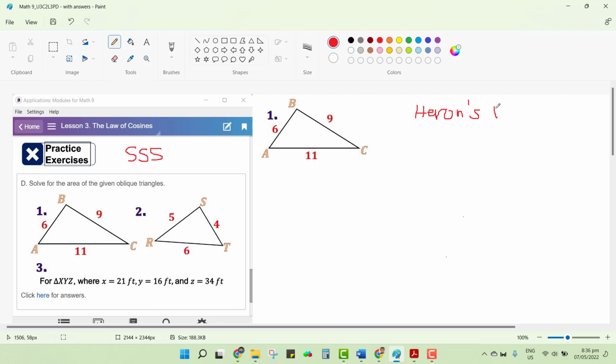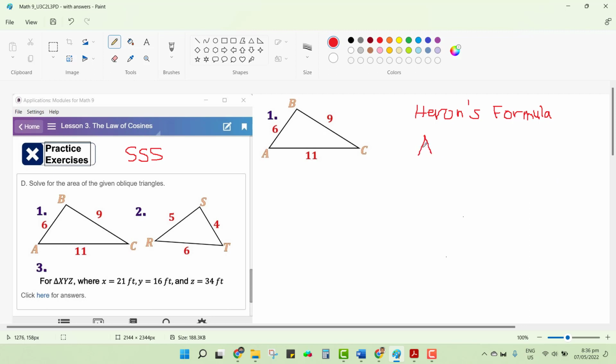Heron's formula is actually named after Heron of Alexandria, one of the ancient individuals who started using computations of areas, not just for triangles, but for other polygons as well. The formula is stated in this manner.